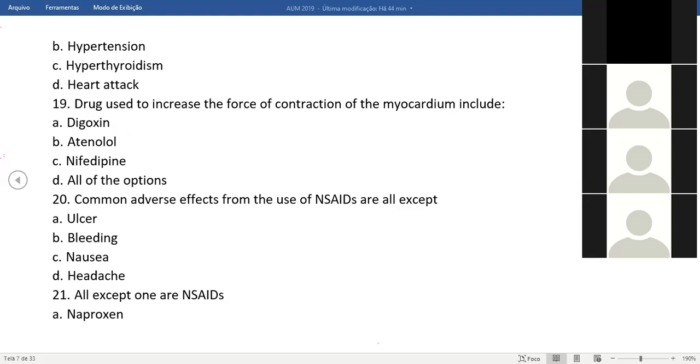Common adverse effects from the use of NSAIDs are all except bleeding. Bleeding is there now. When you have ulcer, if you are not taking care of the ulcer, it is the bleeding that will kill the person. Don't you know ulcer is a wound? And one of the complications of ulcer is bleeding, gastrointestinal bleeding. But an adverse effect of NSAIDs cannot be headache because they are also used in treating headache. You know, ibuprofen, you can take it for headache and all that.